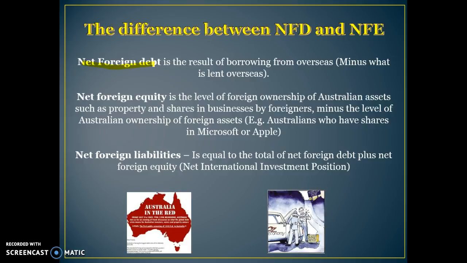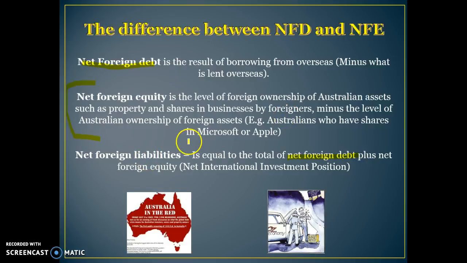The term net foreign equity refers to the level of foreign ownership in Australian assets. So how much of our assets the foreigners own in terms of property and shares and businesses, minus our level of ownership overseas. In Australia at the moment we actually have negative foreign equity, which basically means that Australia's share in foreign assets actually exceeds their share in our different businesses and shares. Net foreign liabilities is equal to the total of net foreign debt plus net foreign equity.